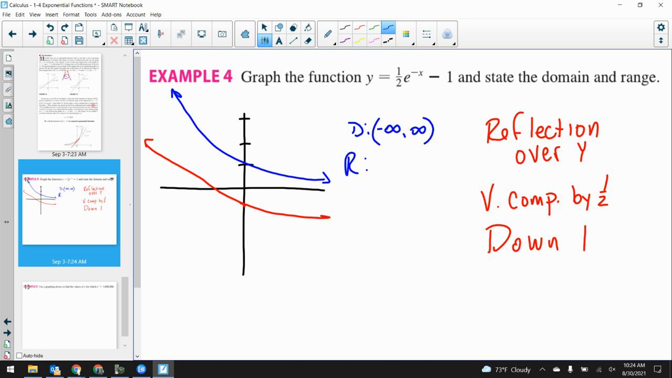Does the reflection across the y-axis change the asymptote? No. Does the compression change the asymptote? No. Because it was the x-axis. And then we moved it down 1 unit. So the range is from -1 to infinity. And it will not reach -1.